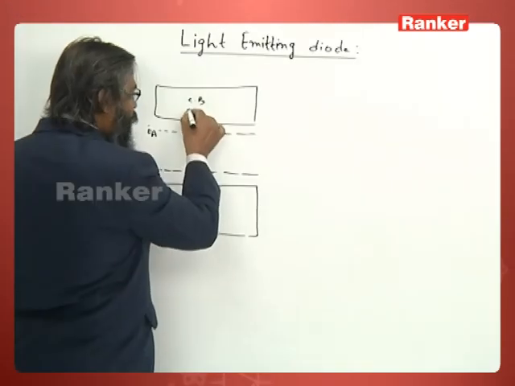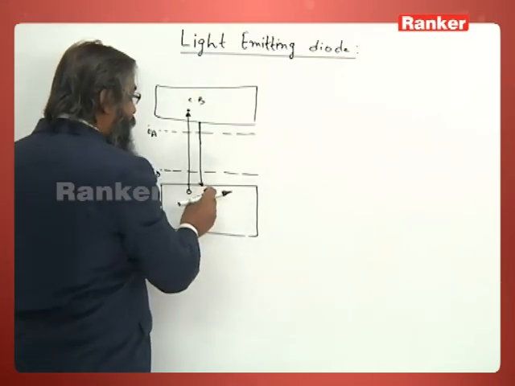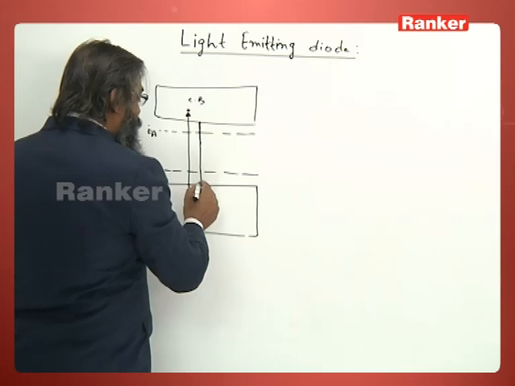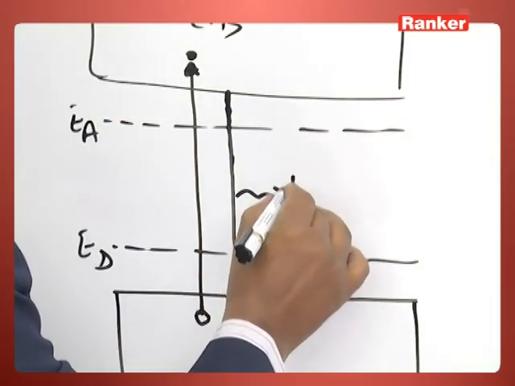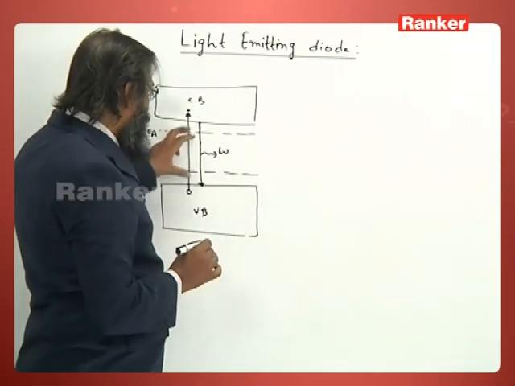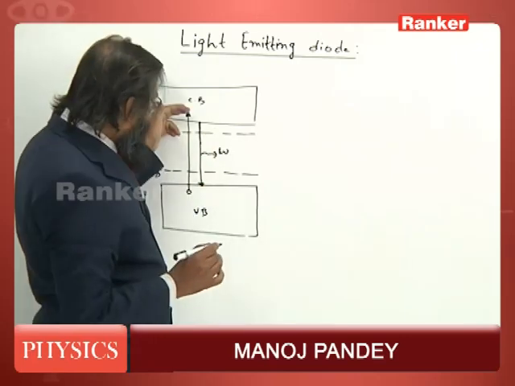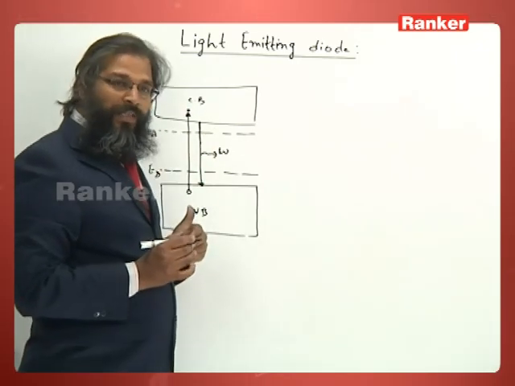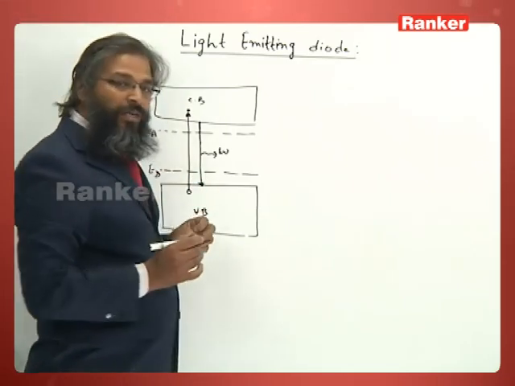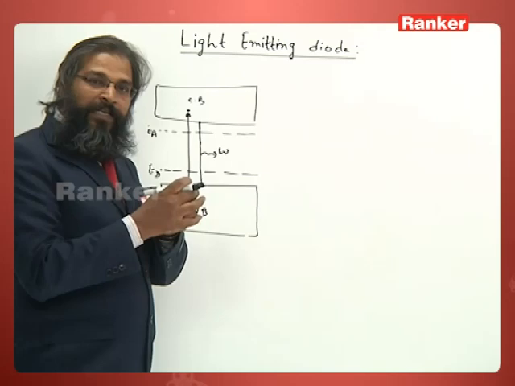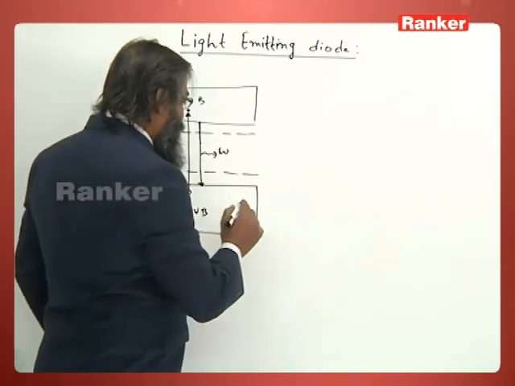So the electron from the conduction band, that is from the n side, comes and joins the valence band hole, and then you see the energy is radiated. So this is a radiative recombination. When this electron combines with this hole, it is called a radiative recombination. That means when this electron combines with the hole in the depletion layer, it will emit a photon. So here a photon is emitted.